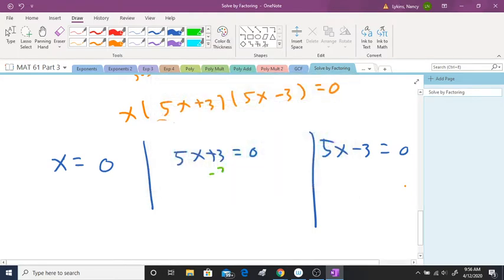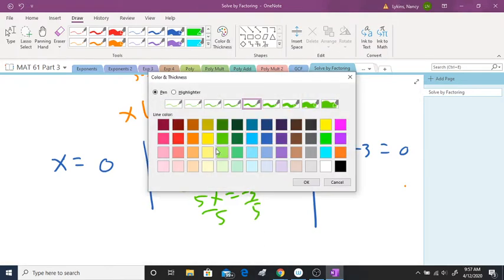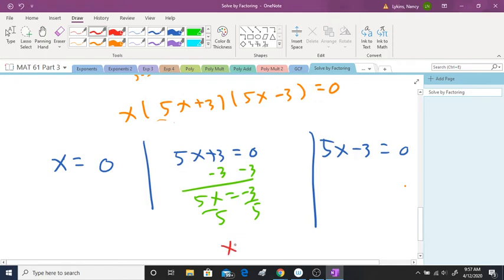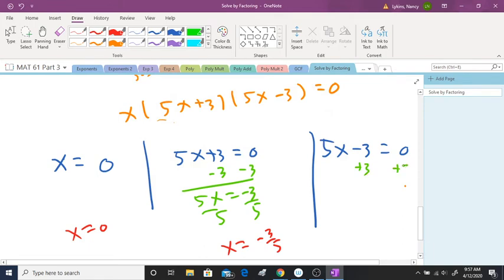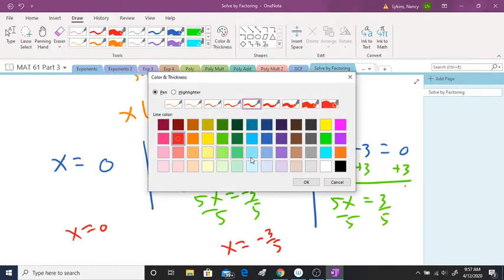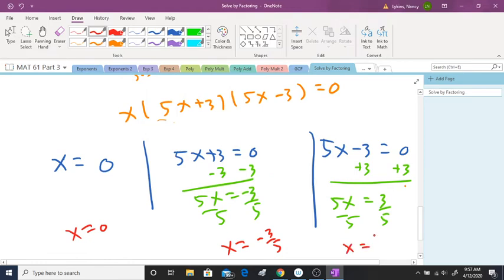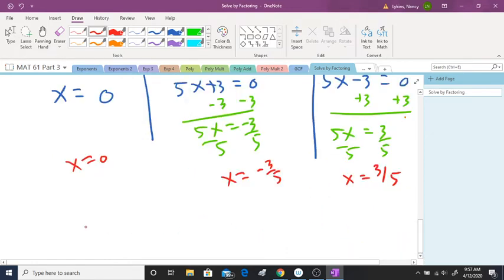Now I'm going to subtract 3 on both sides. 5x equals negative 3. Divide by 5. X equals negative 3/5. Right here, this is x equals 0. And then right here, we're going to add 3 to both sides. You get 5x equals 3. Divide by 5. And notice that it's the same as my middle parentheses, except the sign is different. It's positive. These are my 3 answers, so you can write them. If you want to write them in numerical order, you can.